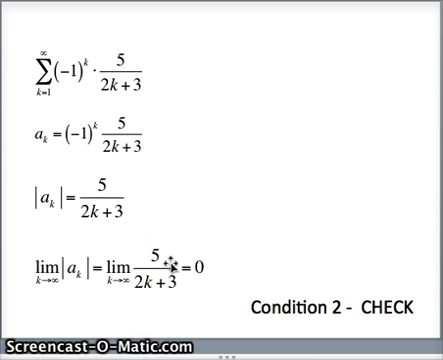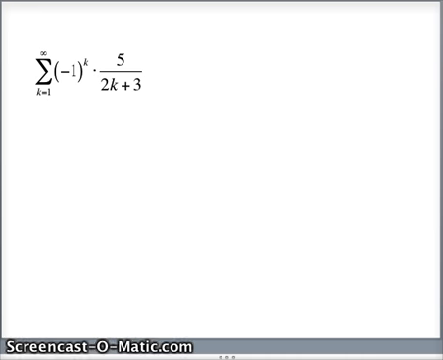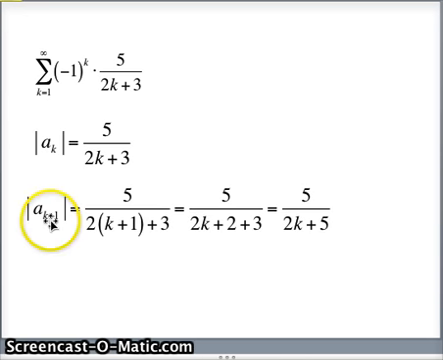So the one last thing we've got to show is that these absolute values decrease. That a sub k plus 1's absolute value is less than a sub k's absolute value. So again, we're back here. The absolute value of a sub k, eliminating the sign flasher, is 5 over 2k plus 3. A sub k plus 1, replacing the k with k plus 1: 5 over 2 times k plus 1 plus 3, 5 over 2k plus 2 plus 3, 5 over 2k plus 5.